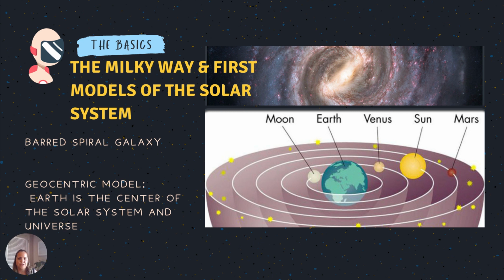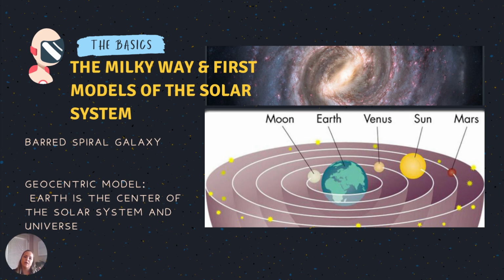Okay, so here is a look at our Milky Way galaxy here. This is a barred spiral galaxy. So it's not a circle. It's kind of like a bar linear piece that then orbits in a circular pattern.